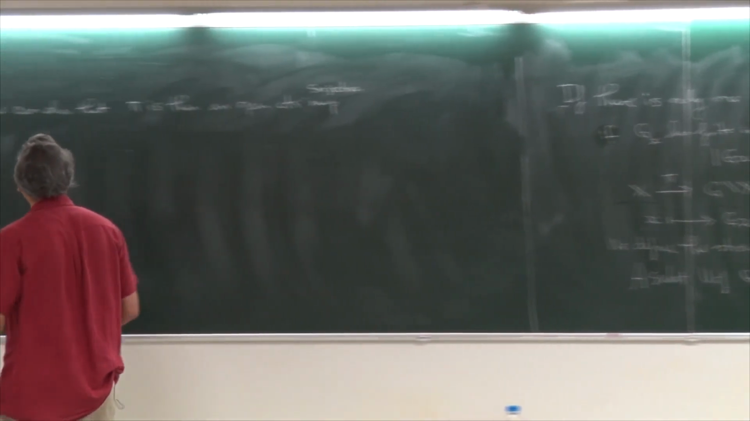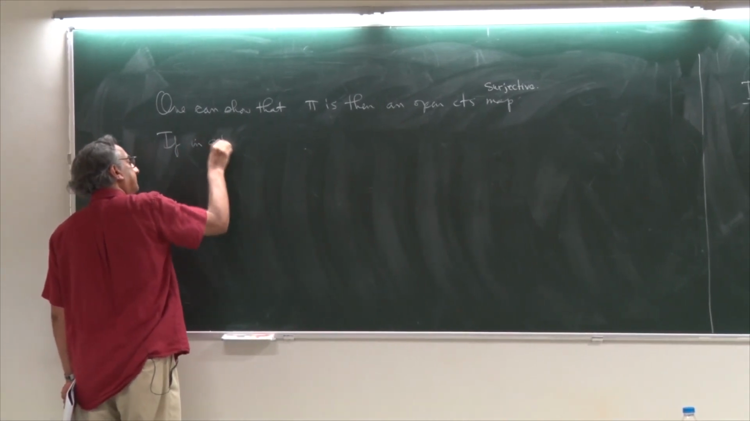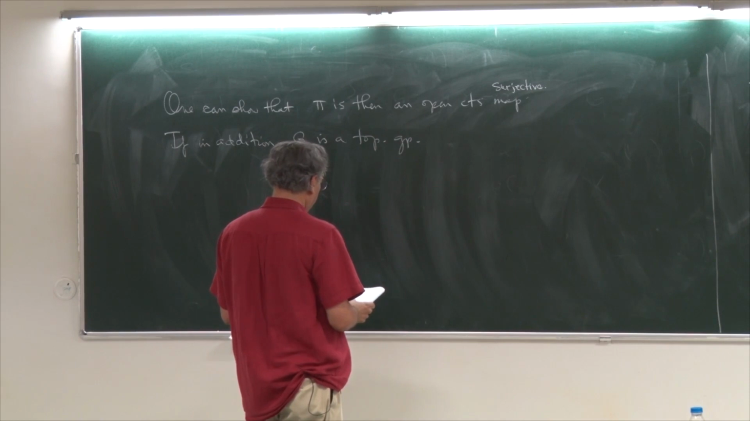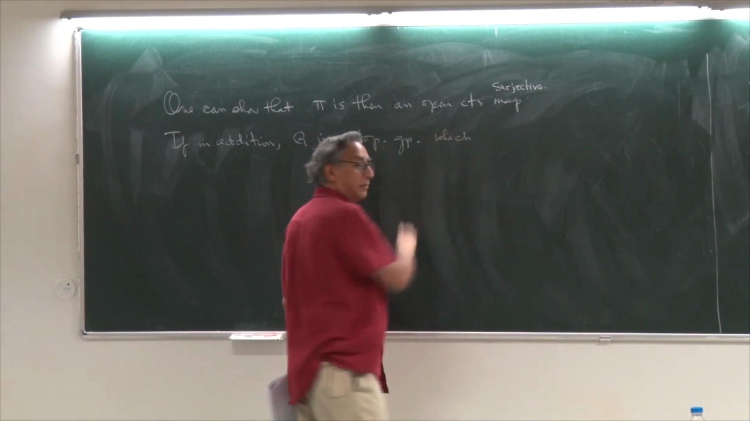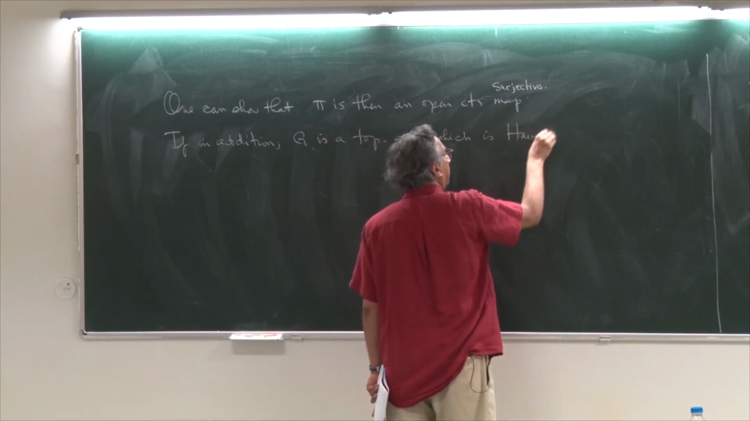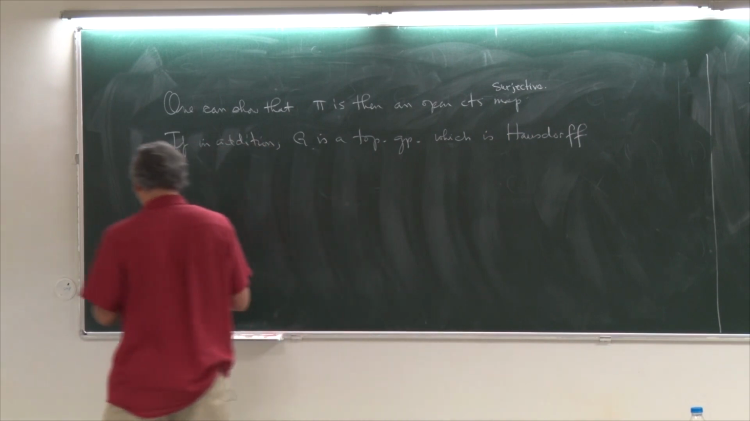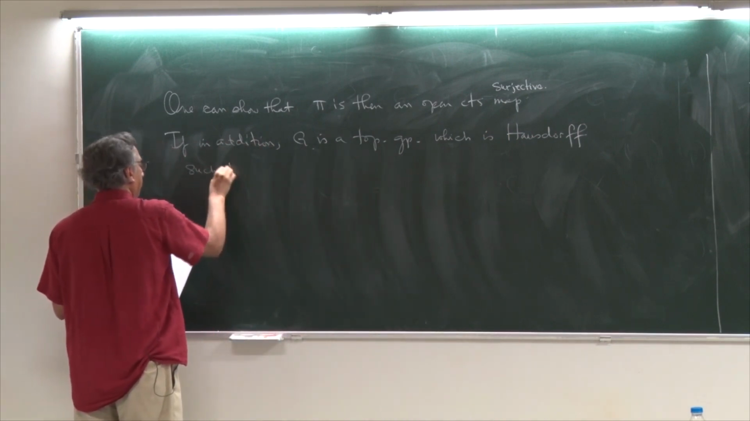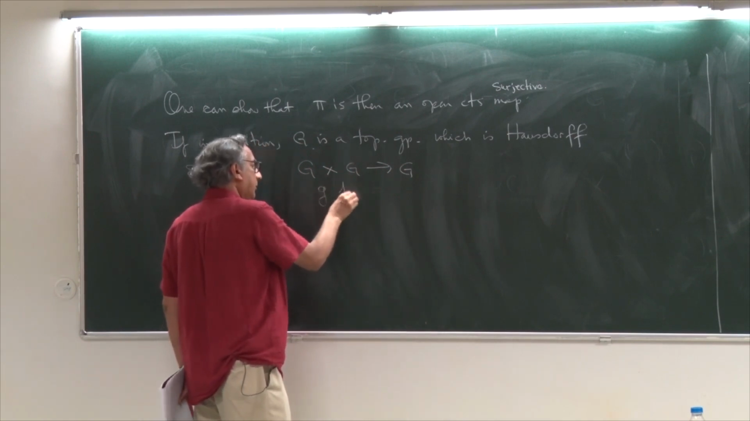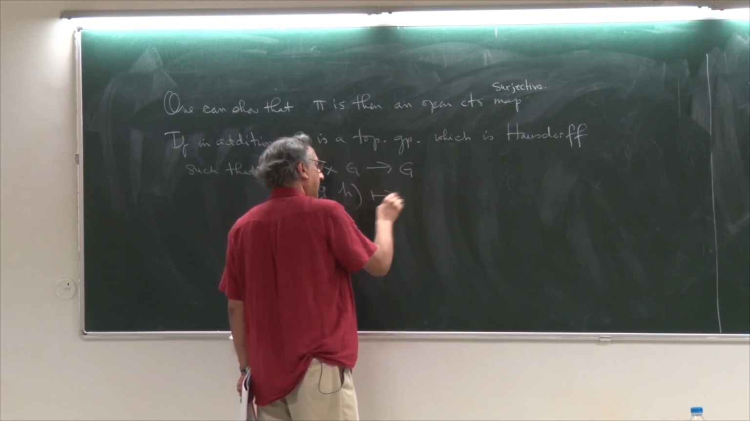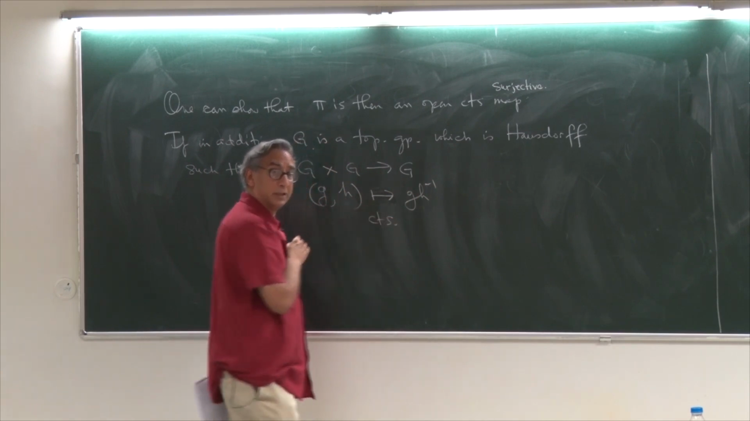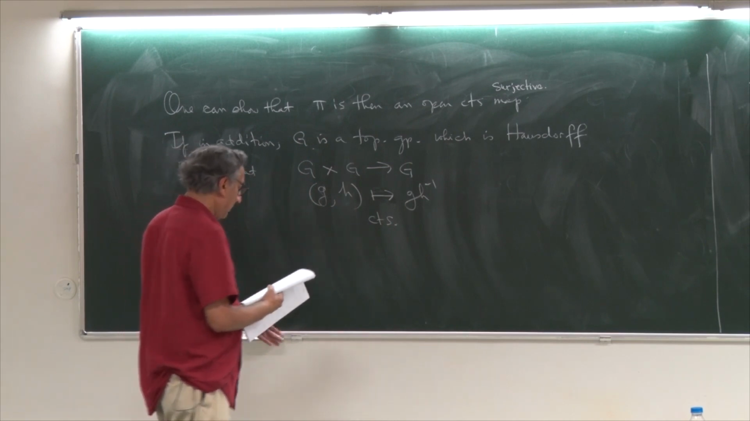That's just a general comment. If in addition G is a topological group, which is Hausdorff, and I hope that's okay, Hausdorff means if I have two points, I can separate them by neighborhoods. In a topological group, you have the usual business. You have the map G cross G into G, the multiplication map, where you take a pair (g, h) and map it to g h inverse. We want this map to be continuous. If it is continuous, we say G is a topological group.